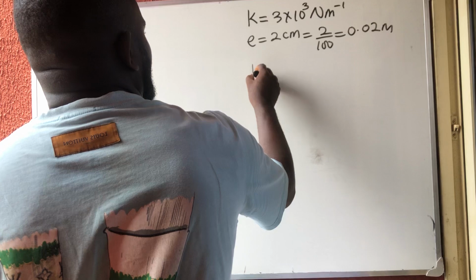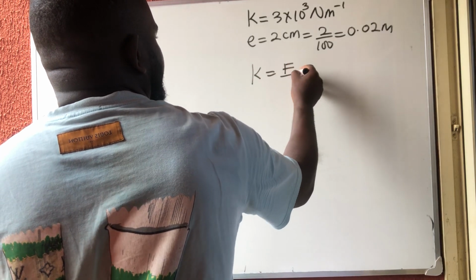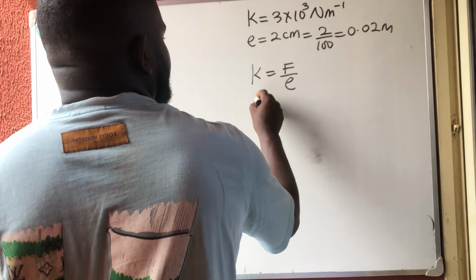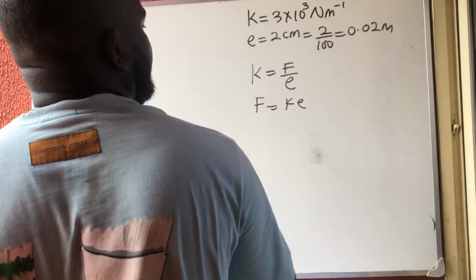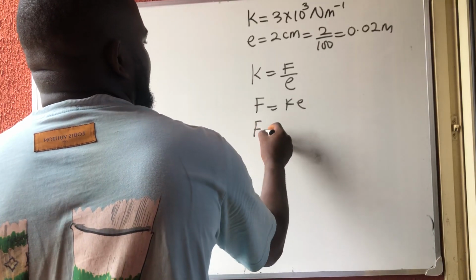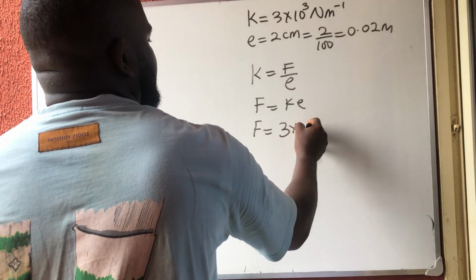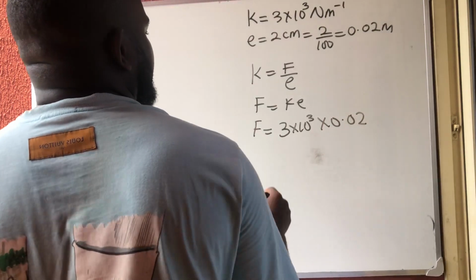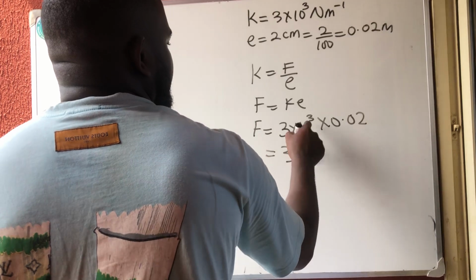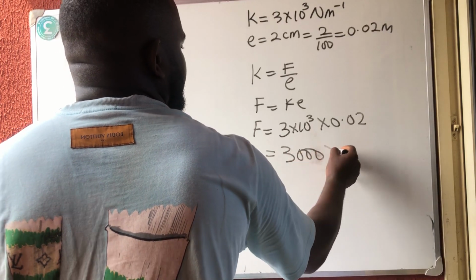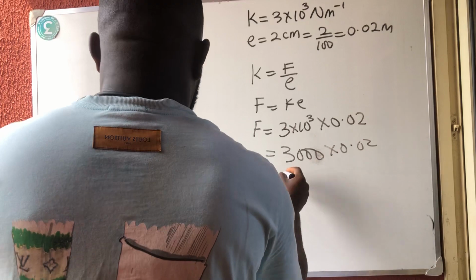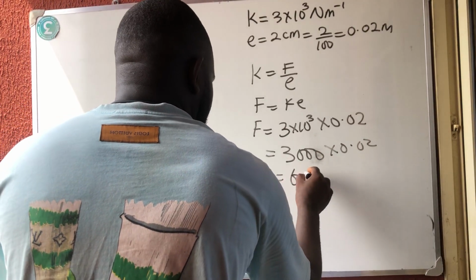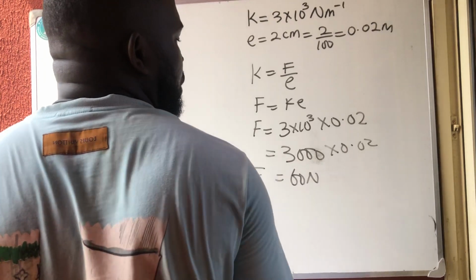So we know that force constant K is equal to force over extension. We are looking for the force now. If I cross multiply, force is equal to Ke. Very important formula. So my force is equal to 3 times 10 raised to power 3 times 0.02. 10 raised to power 3 means 3 zeros, times 0.02, so you are going to have 60 Newton.